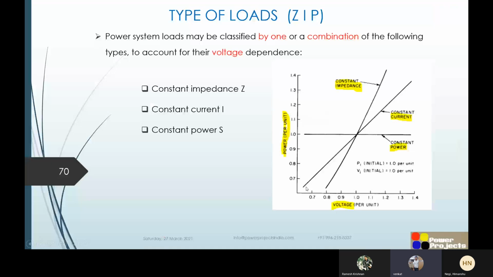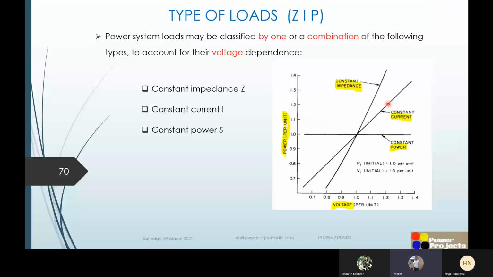Then the other part is the curve for the constant current load. Can you see this constant current load? Here, whatever happens to the voltage, it will maintain the current as a constant one.